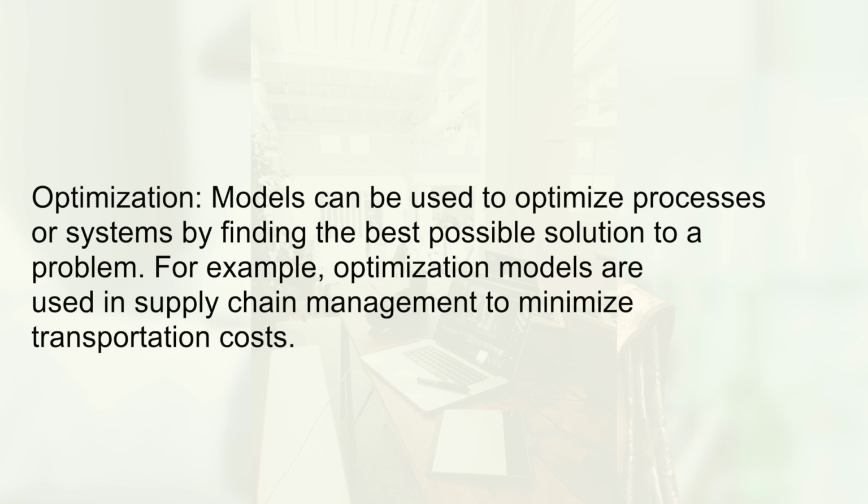For example, optimization models are used in supply chain management to minimize transportation cost. Recommendation systems models can provide personalized recommendations to users based on their preferences and behaviors.